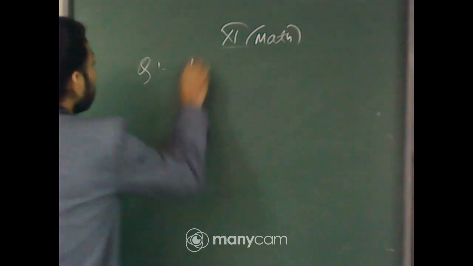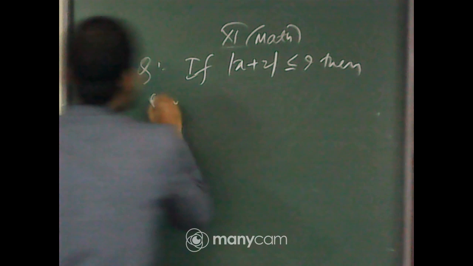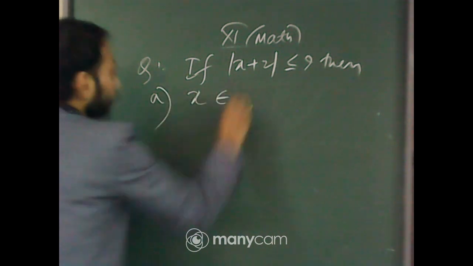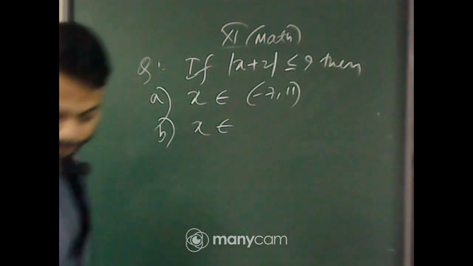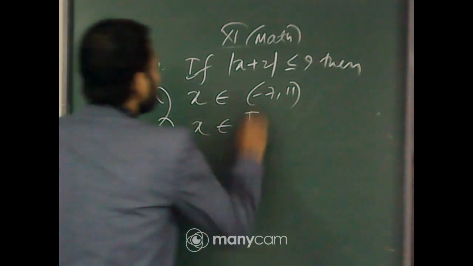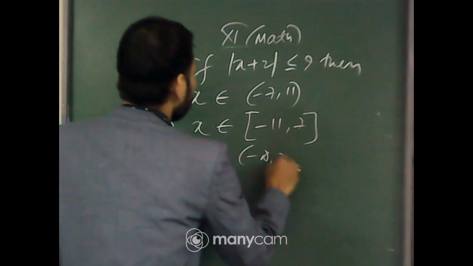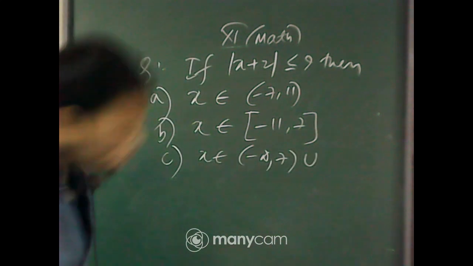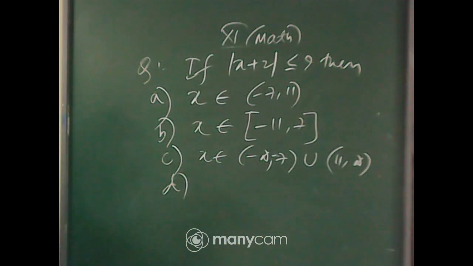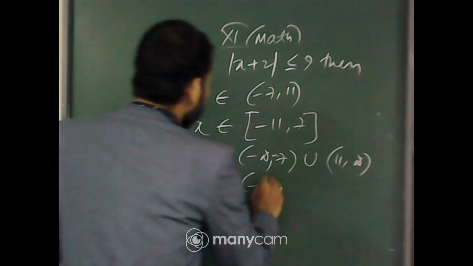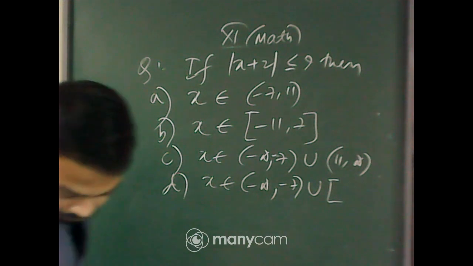The next one is from inequality. If |x + 2| ≤ 9, then the options are: option A, x belongs to the open interval (-7, 11); option B, x belongs to the closed interval [-11, 7]; option C, x belongs to the open interval (-∞, -7) union the open interval (11, ∞); and option D, x belongs to the open interval (-∞, -7) union the closed interval [11, ∞).